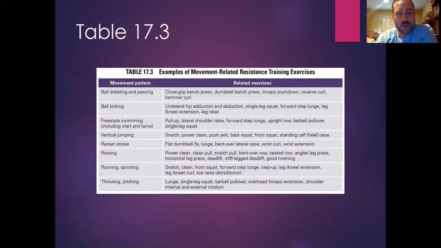And here's just an example of certain things that mimic different sport movements, and what some of the exercises are. Don't worry, I'm not going to ask you to give me all the exercises for a racket stroke. Just understand this is how you take something from a sport and make it into something that's in the gym. Okay.